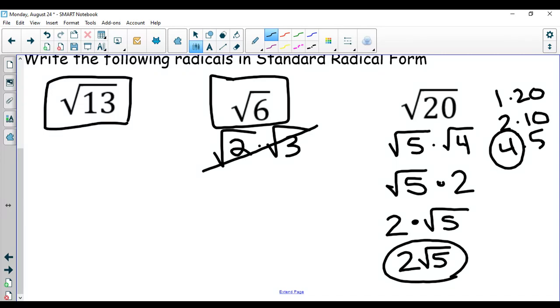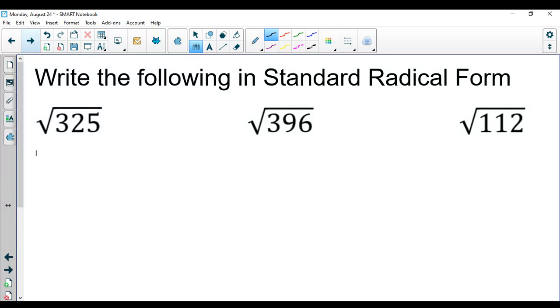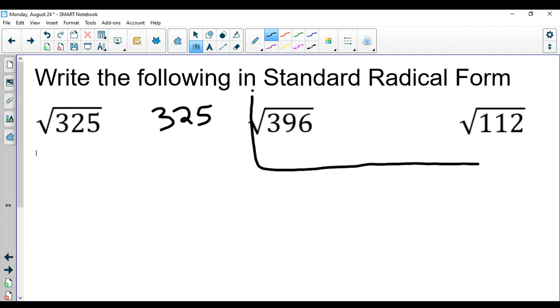Okay. Next examples. What do we do when we get really big numbers like the square root of 325 and 396? Okay. I'm a big fan of the factor tree. So I'm going to write 325 here, and I'm going to just break 325 down into some factors until I get it down into some workable numbers.